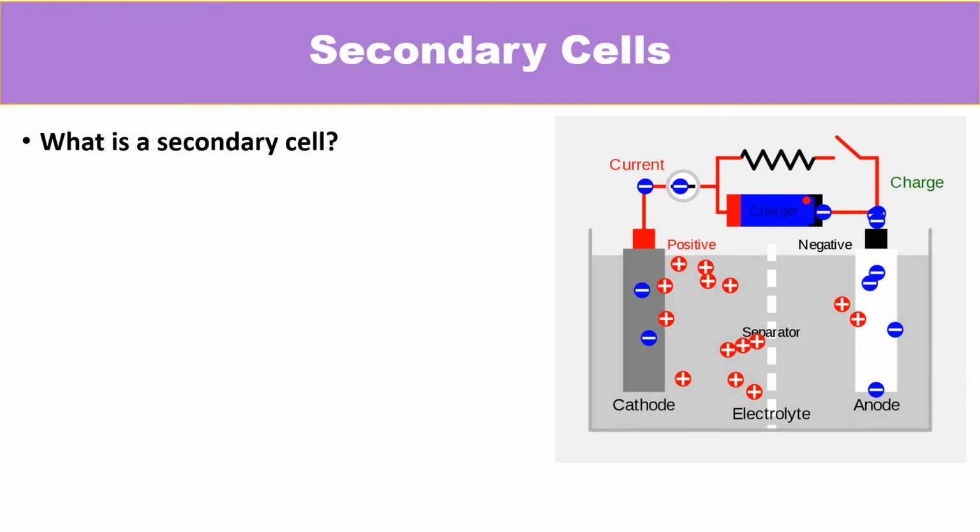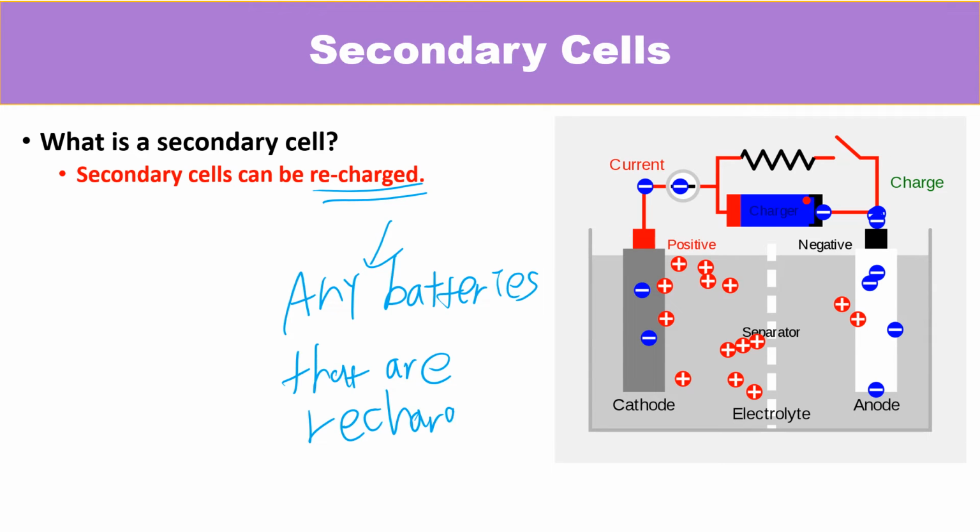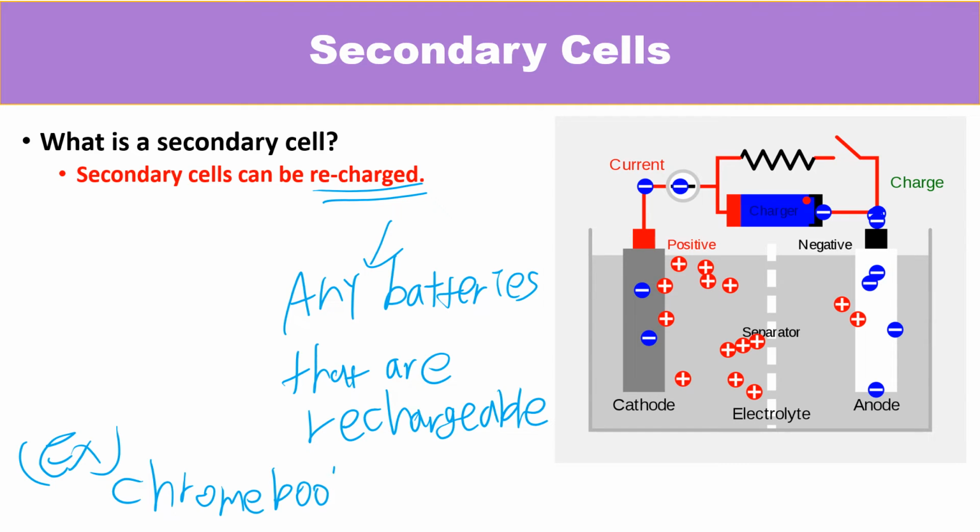A secondary cell is one you can use more than one time. Secondary cells are sometimes called rechargeable batteries. So any batteries that are rechargeable, for example your Chromebook, phone, car, et cetera, those are secondary cells.